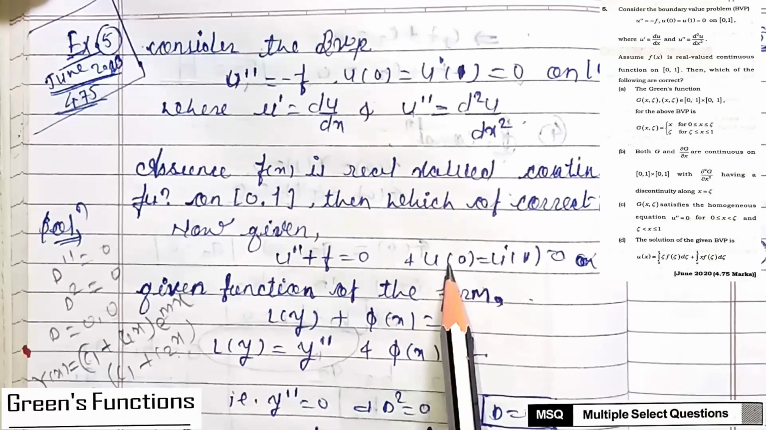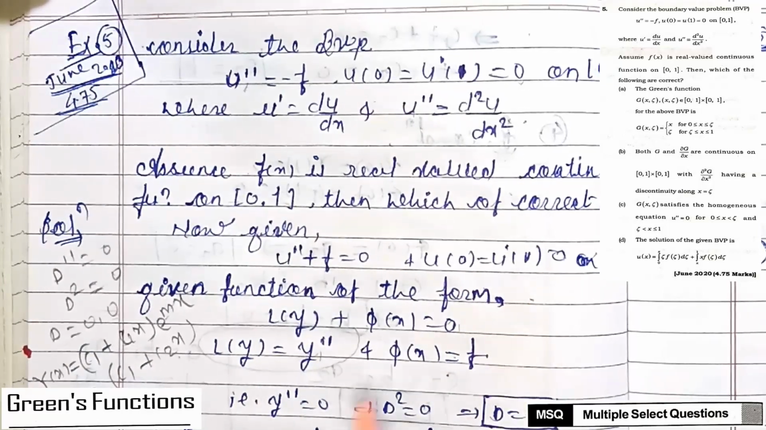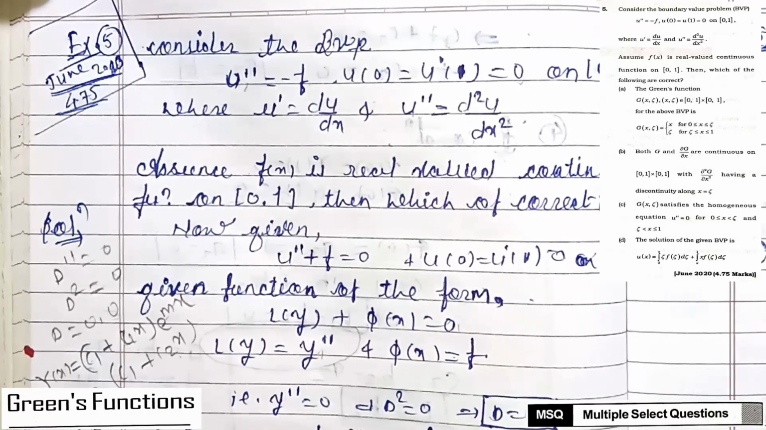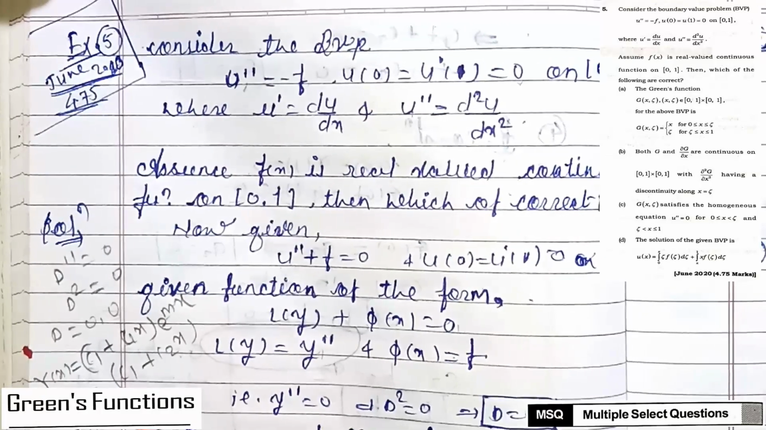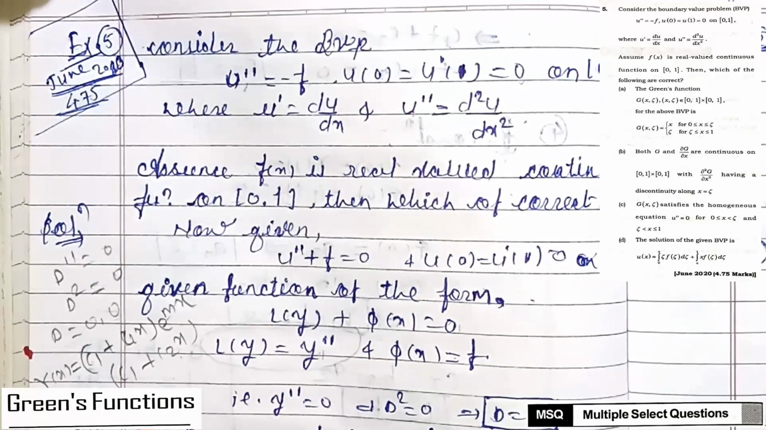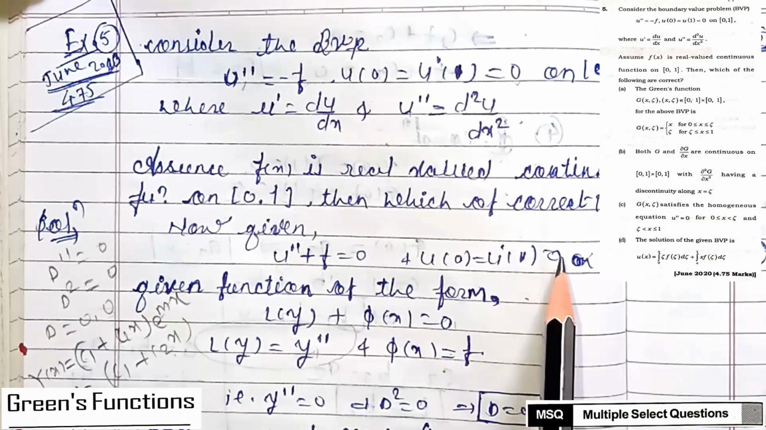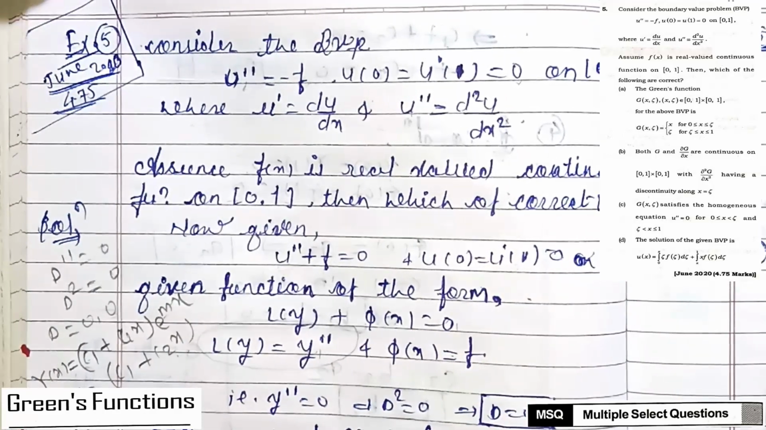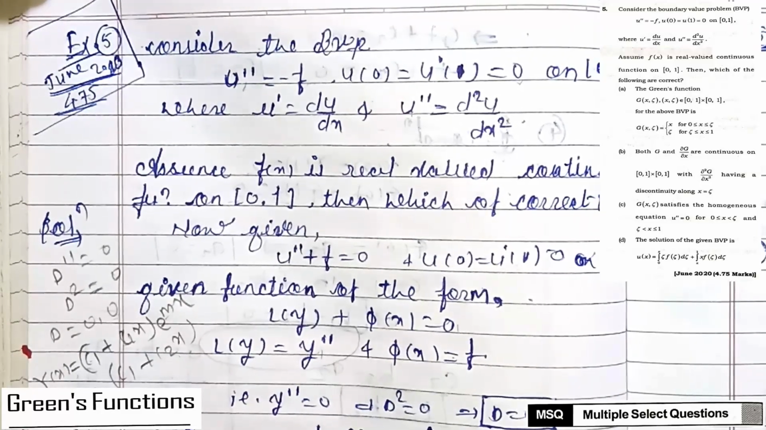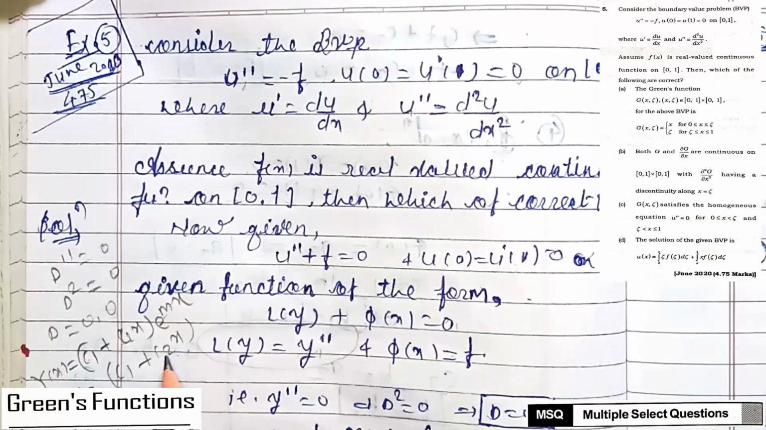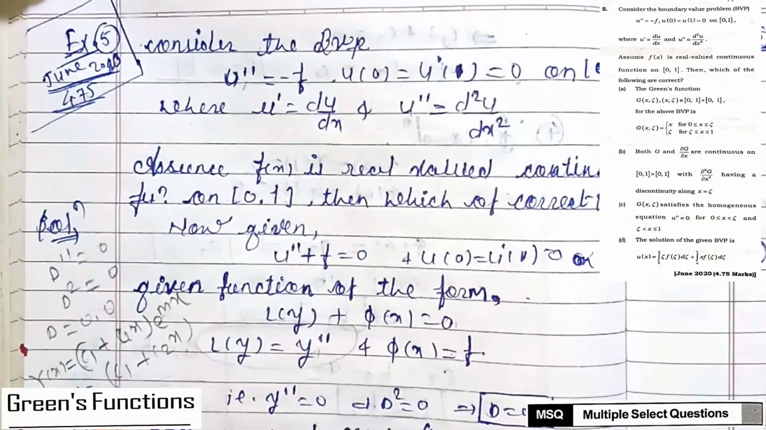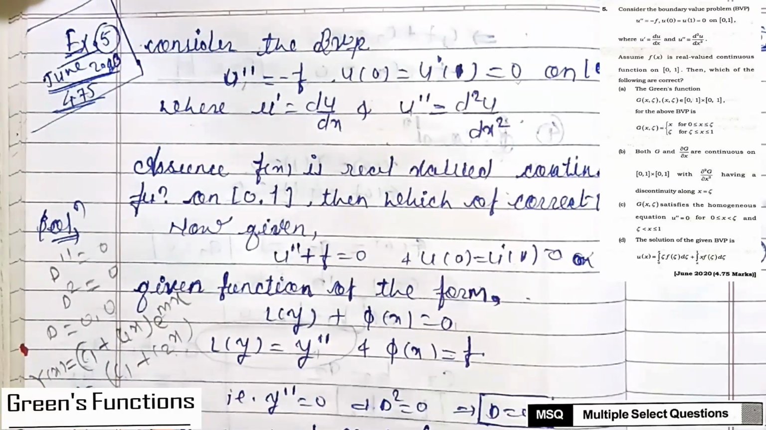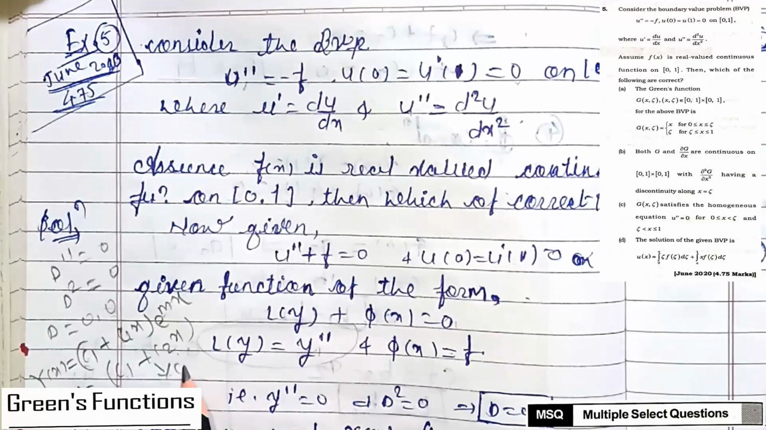Apply the boundary conditions y of 0 and y dash of 1. So y of x is here, and y dash of x will get c2 only. So y dash of x is equal to c2, that means y dash of 1 is equal to c2, and y dash of 1 is equal to 0, so c2 is 0 here. If c2 is 0 and y of 0 is equal to 0, then we get c1 also 0.